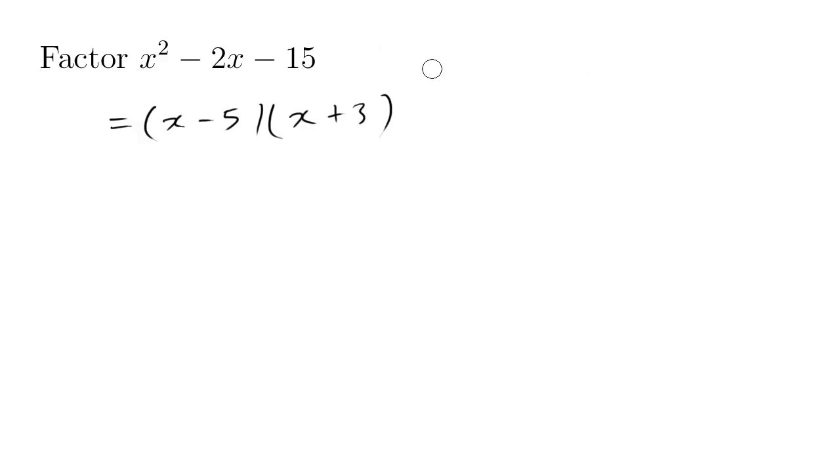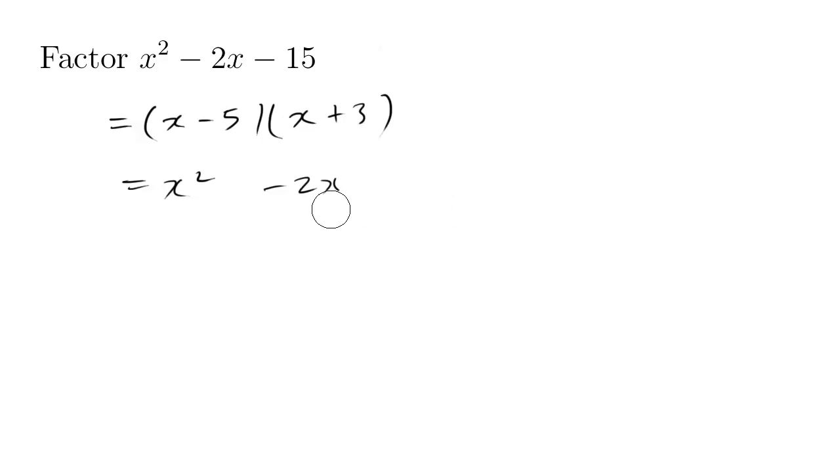We should double check your answer by foiling it out. x squared, this becomes plus 3x, and the inside part becomes negative 5x, and the last part, negative 5 times positive 3, is negative 15. And of course the inside part, positive 3 times negative 5x, becomes negative 2x. So this indeed is correct, so these are the factors.